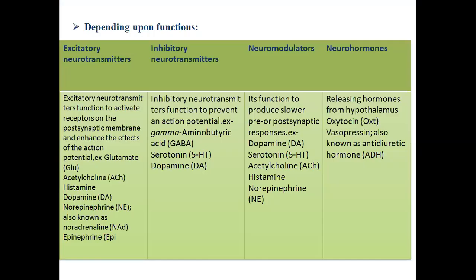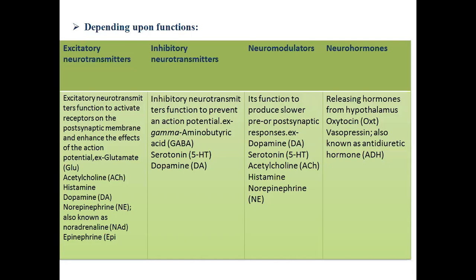Now, this is also a classification of neurotransmitters, which is depending upon function. Excitatory neurotransmitters function to activate receptors on the postsynaptic membrane and enhance the effects of the action potential. Example, glutamate, acetylcholine, histamine, dopamine, norepinephrine, also known as noradrenaline, and epinephrine.